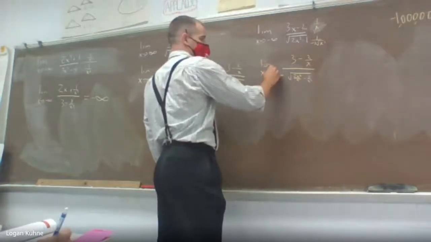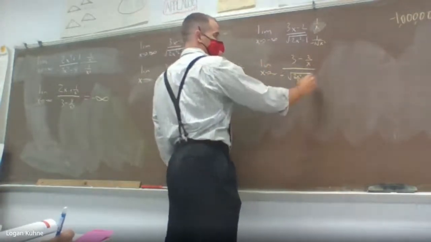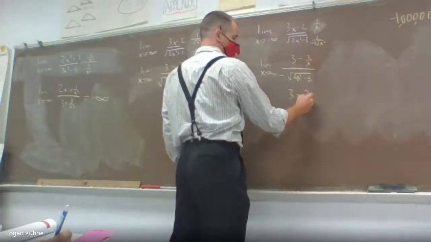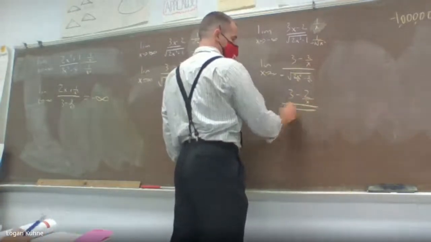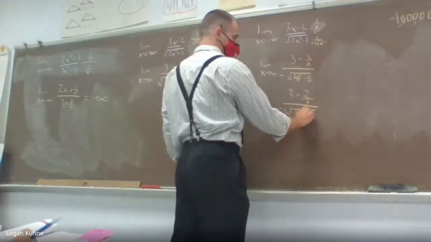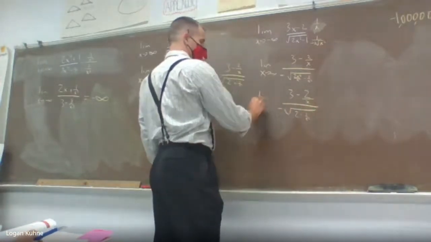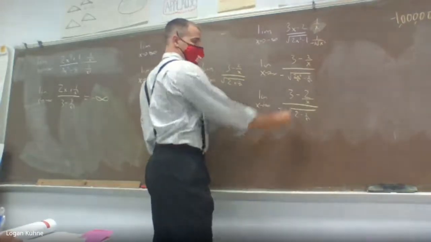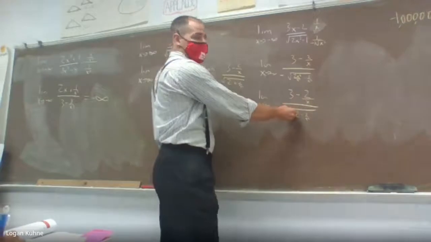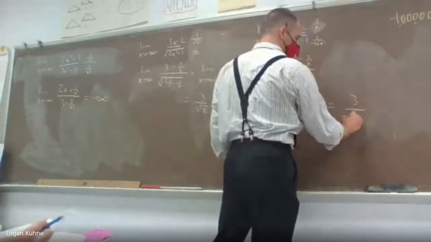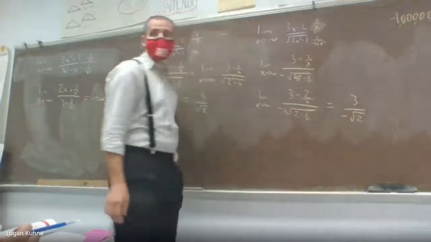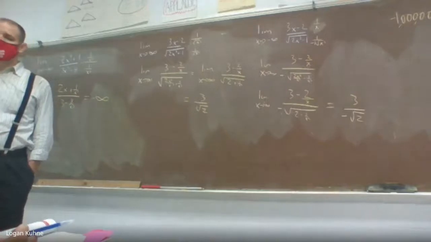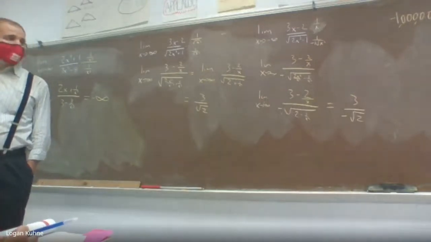Limit as x goes to negative infinity. And then we end up with 3 minus 2 over x, the negative square root of 2 minus 1 over x squared, limit as x goes to negative infinity. 0, 0. 3 over the negative square root of 2. That was pretty difficult, not gonna lie.